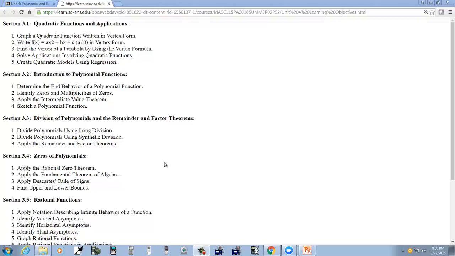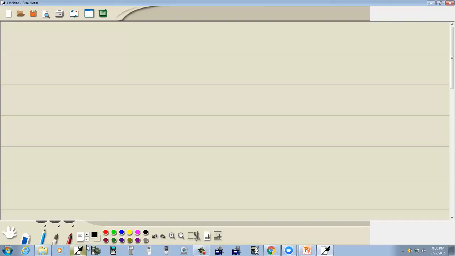Let's take a look at Chapter 3. The first topic is quadratic functions and applications. Now, it's referring to vertex form. Not all books call it vertex form. Some books call it standard form.